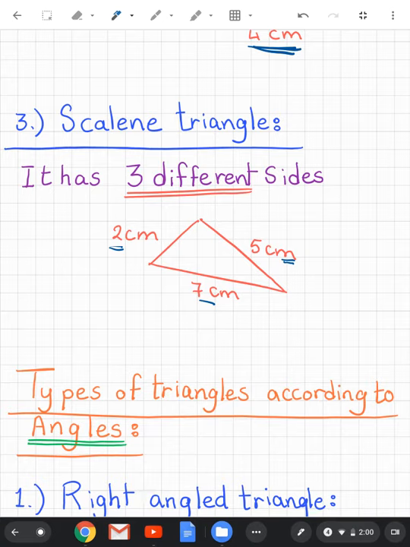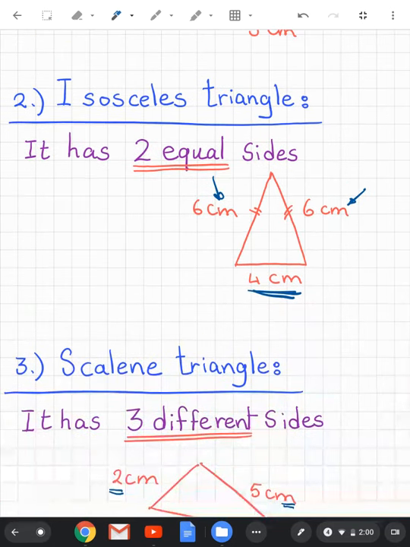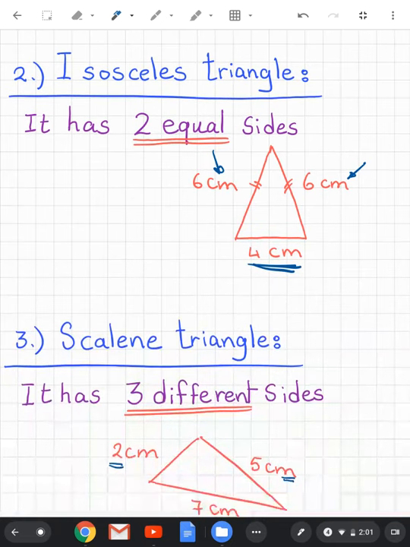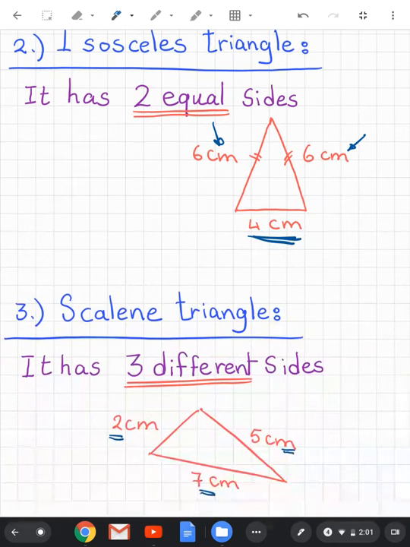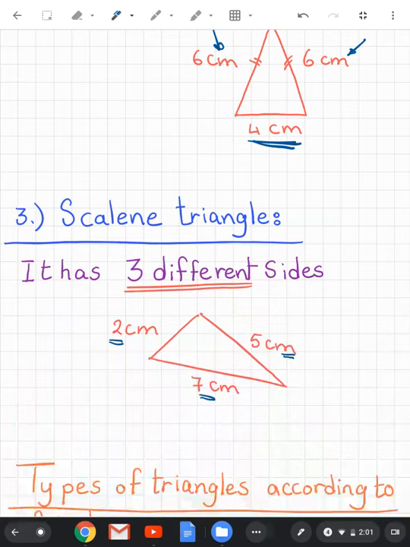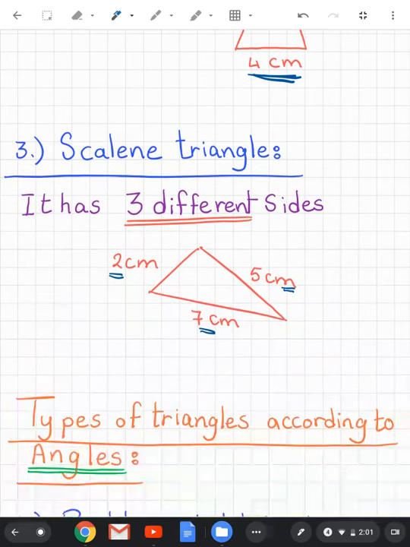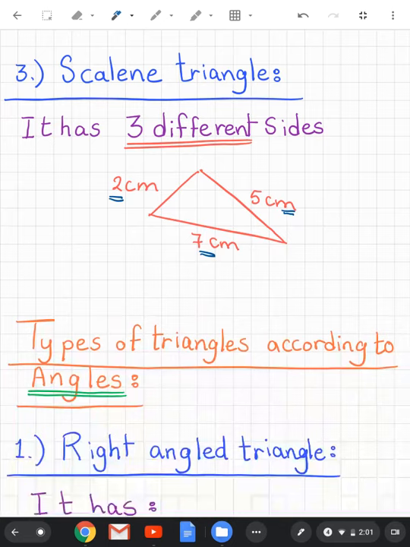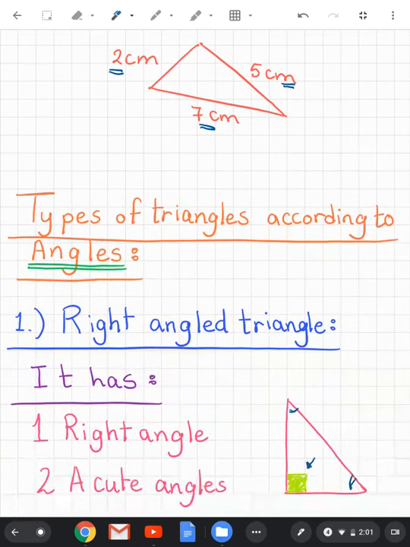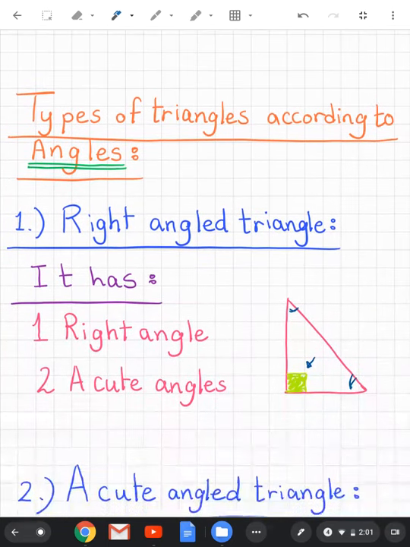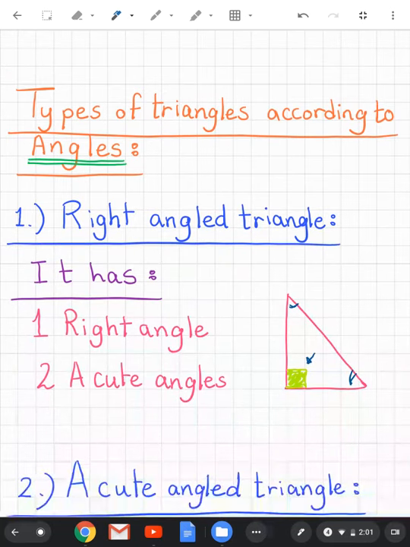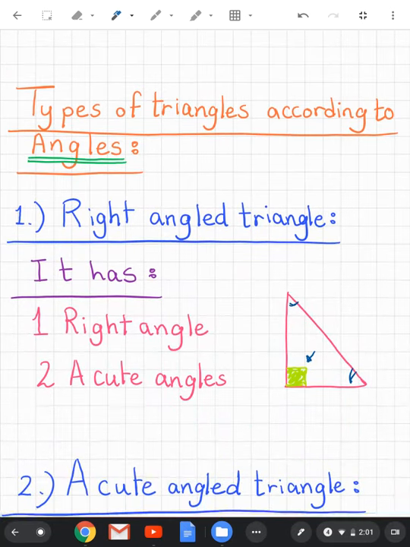So the first type is the equilateral triangle, which has 3 equal sides. Then the isosceles triangle, which has 2 equal sides, and the third is different in length. The third type according to the sides is the scalene, which has 3 different sides. Then we come to the types of triangles according to the angles. The types of triangles according to angles are also 3 types.